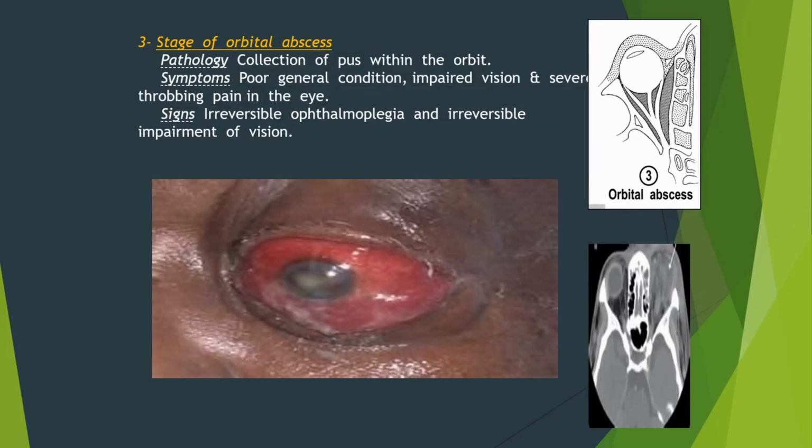Stage of orbital abscess. Now collection of pus will be inside the orbit. The symptoms will be poor general condition, impaired vision, and severe throbbing pain in the eye. And in this stage, there is irreversible ophthalmoplegia and irreversible impairment of vision. The patient will lose his eye.